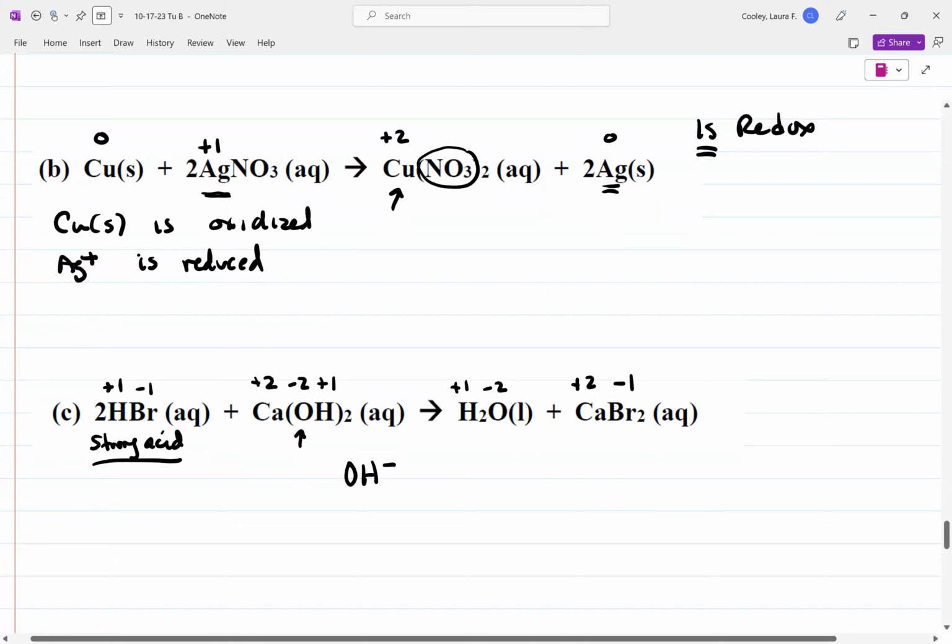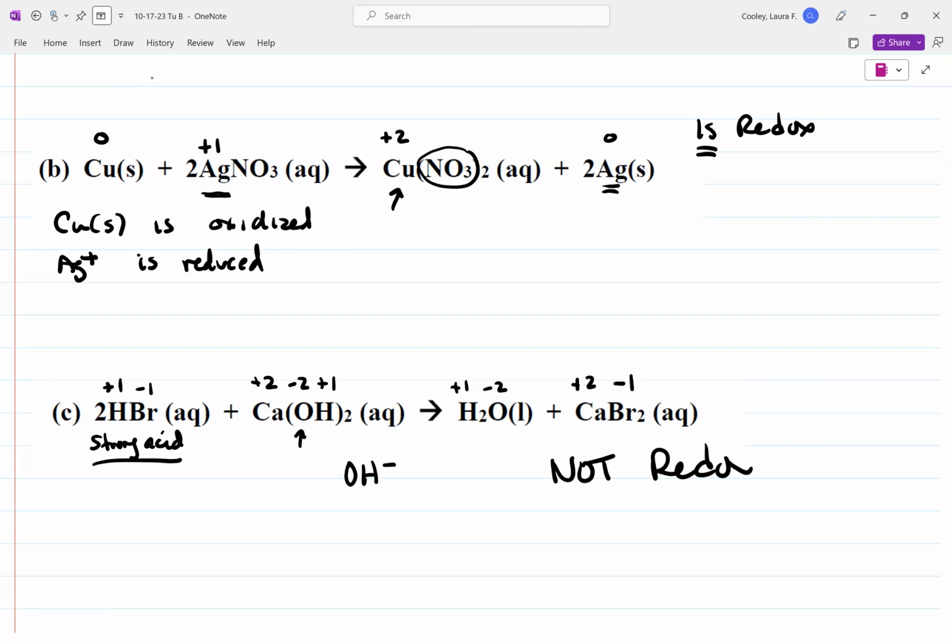So is this a redox reaction? H +1, H +1. Bromine -1. Bromine -1. No, I thought you were telling me bromine wasn't -1. So this is not redox. Nothing changes about the oxidation numbers.